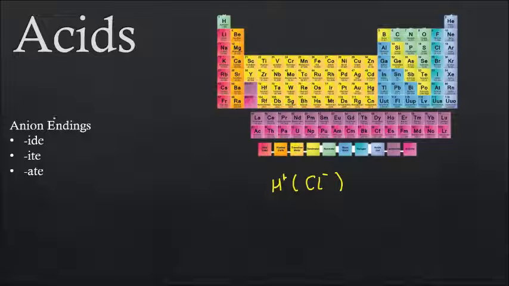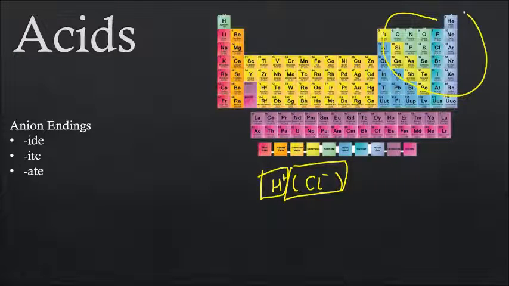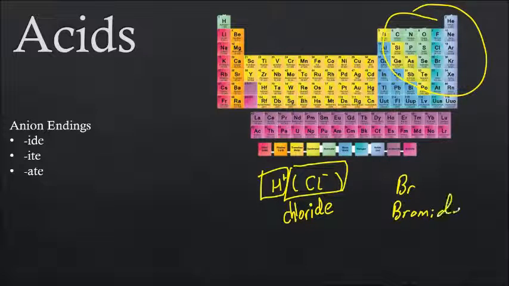First, there are the anion endings that we have to look at, and the anion is everything on this side. The hydrogen ion is the cation, and the nonmetal or polyatomic ion is the anion. Now, if we have a pure nonmetal from this side of the periodic table, its ending will be IDE, just like our ionic compounds. So in this case, it would be chloride. If we were to take Br, for example, it would be bromide. And they would follow the set of rules for anions ending with IDE.